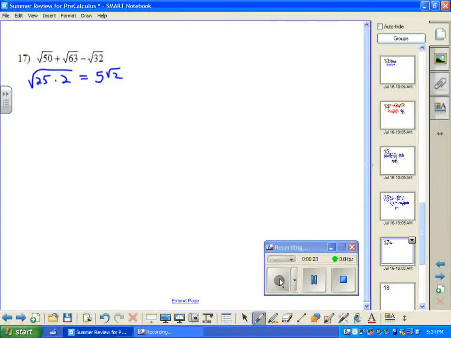Then we have the square root of 63. The square root of 63 can be thought of as 9 times 7. So the square root of 63 can be simplified to 3 times the square root of 7.